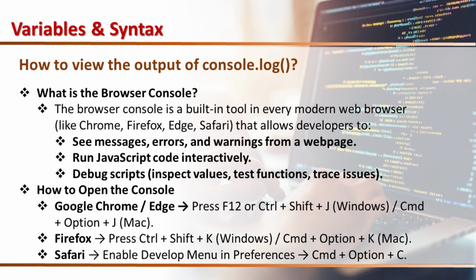To view the output of console.log, open the browser console, a built-in tool in modern browsers like Chrome, Firefox, Edge, and Safari that allows developers to see messages, errors, and warnings, run JavaScript code interactively, and debug scripts. By pressing F12 or Ctrl plus Shift plus J on Windows, or CMD plus Option plus J on Mac, in Chrome/Edge, Control plus Shift plus K on Windows, or CMD plus Option plus K on Mac, in Firefox, or enabling the Develop menu and pressing CMD plus Option plus C in Safari.